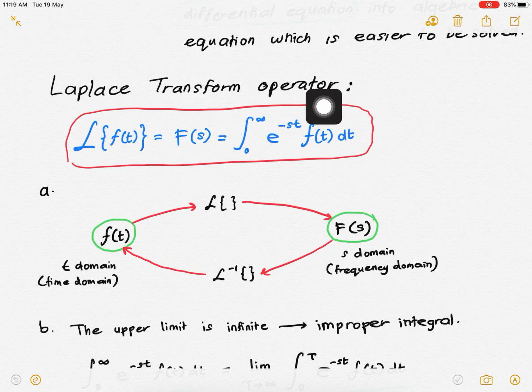So this is the equation that you need to memorize. First, we have the integral, where the upper limit is infinity and the lower limit is 0. And we have the exponential, where it is powered by negative st. And we have the function. And lastly, dt. Okay.